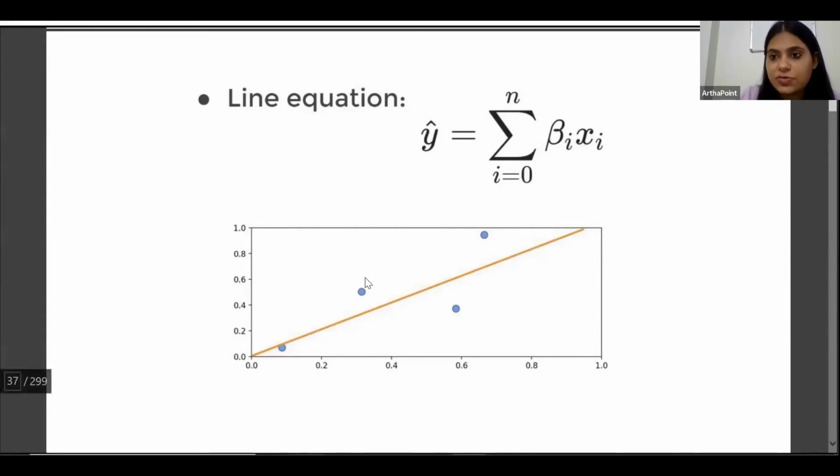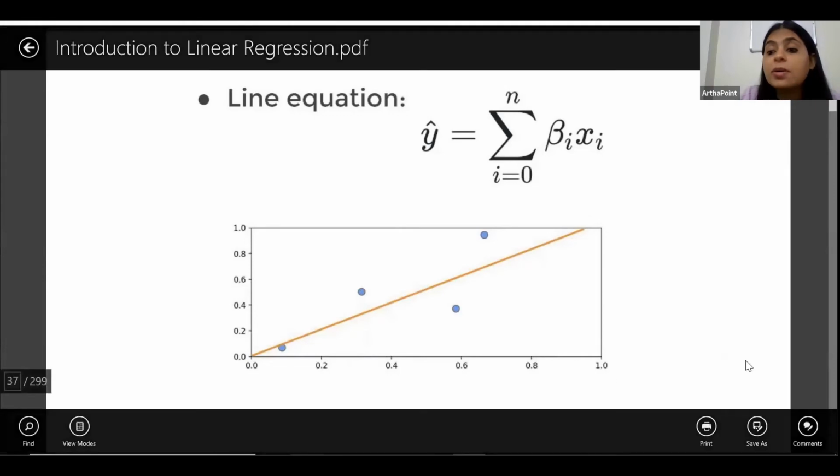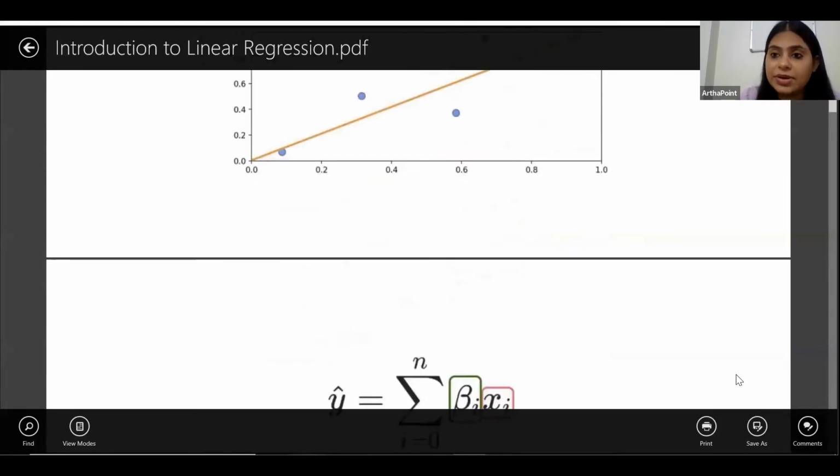So consider this, for example. In this case, Y is this value, blue value. Blue tells me the actual value of the Y for a given X. The yellow line tells me what my machine predicted. The gap between the two is the error term. So at any point of time, there will be some error that the machine would be committing.